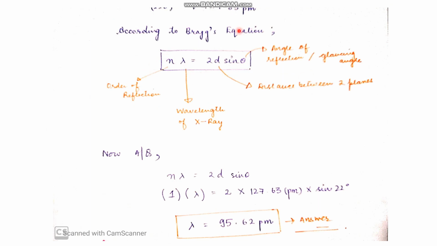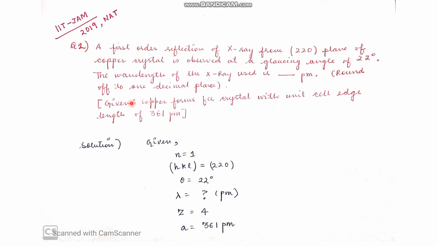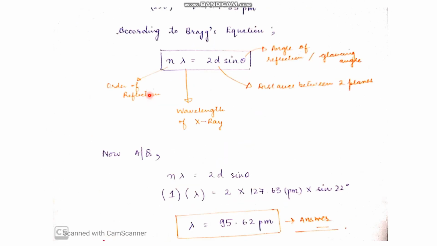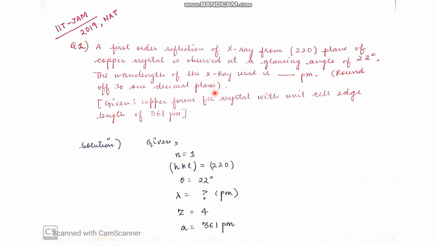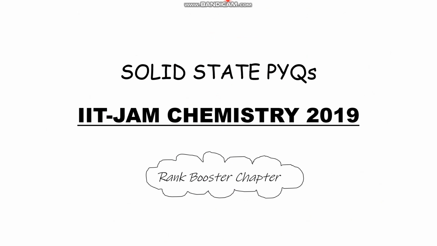So if we solve this particular mathematical equation, we would get the value of lambda as 95.62 picometers. So basically the wavelength of the X-ray used is 95.62 picometers. So this is how you can solve this particular kind of question. It is a pretty simple question, just you have to be clear with your concepts and you need to solve this question step by step. All right.